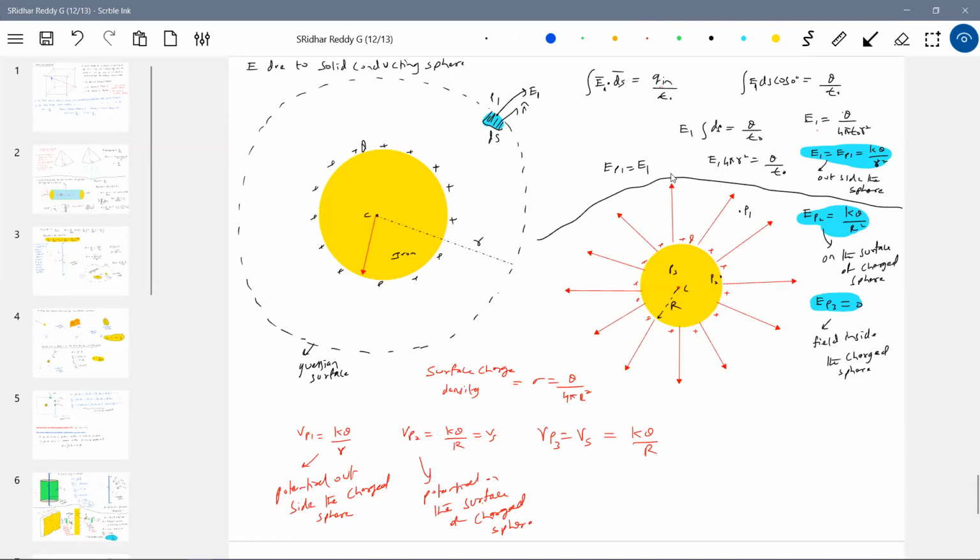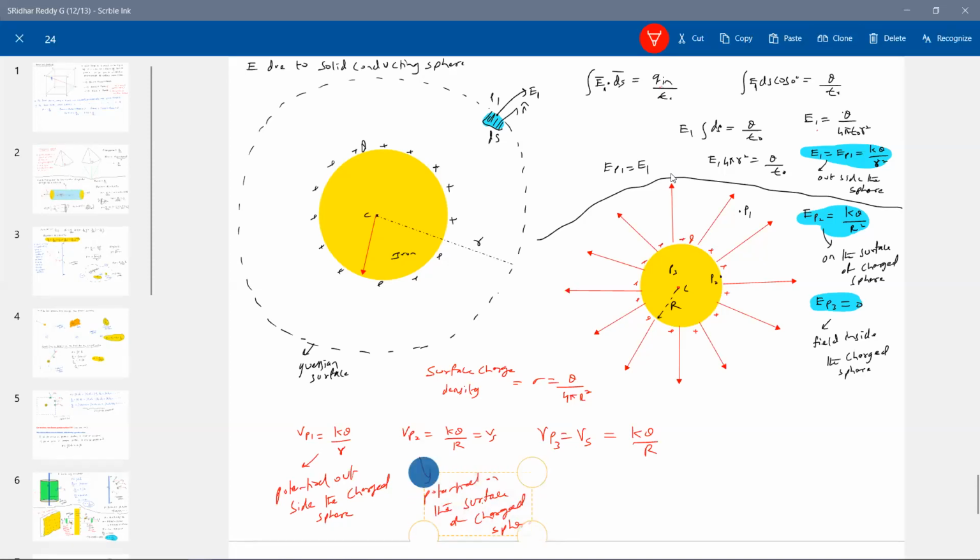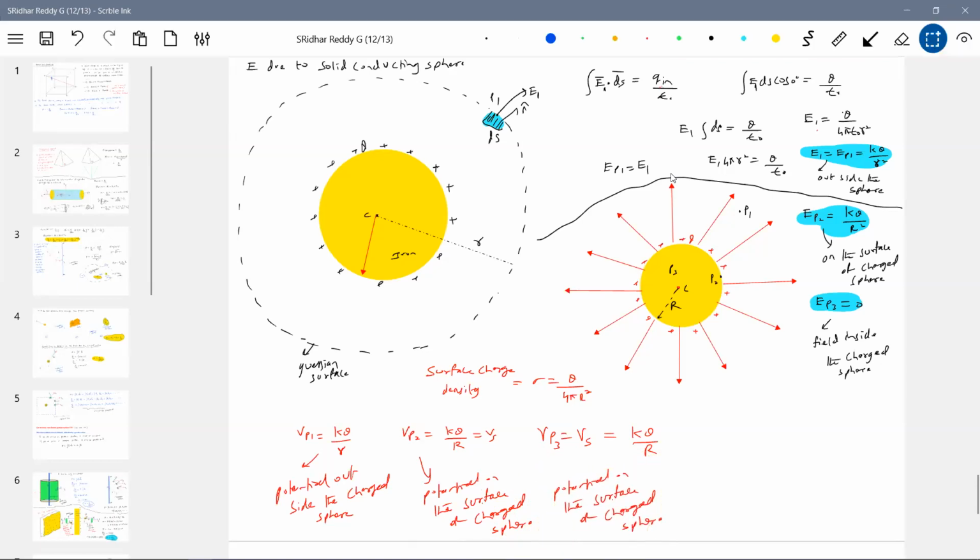I'll take the potential difference between point P2 and P3. It should be 0 because they're both in a conductor. So what is the potential at point P2? That on the surface. So therefore, the potential anywhere inside also should be the same. These are very, very fundamental things. Potential inside.